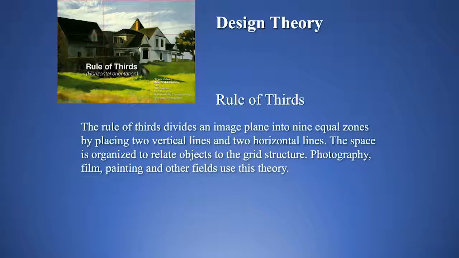Some design theories. The rule of thirds is a way to organize space. The rule of thirds divides an image plane into 9 equal zones by placing 2 vertical lines and 2 horizontal lines. The space is organized to relate objects to the grid structure. Photography, film, painting, and other fields use this theory.